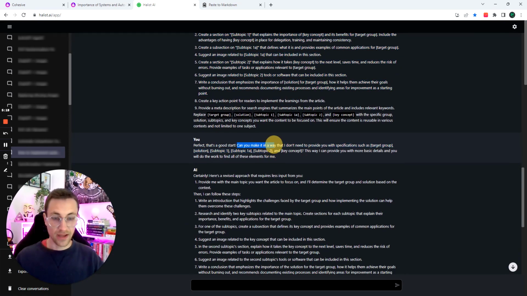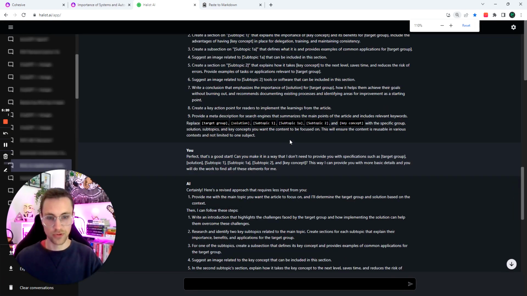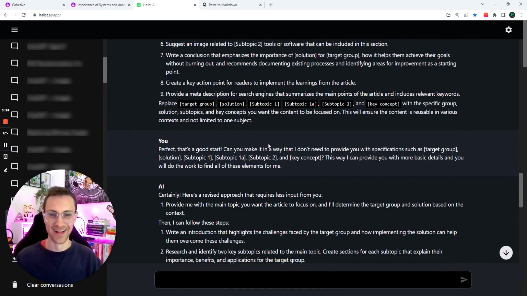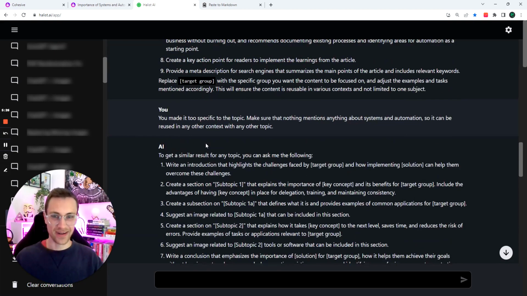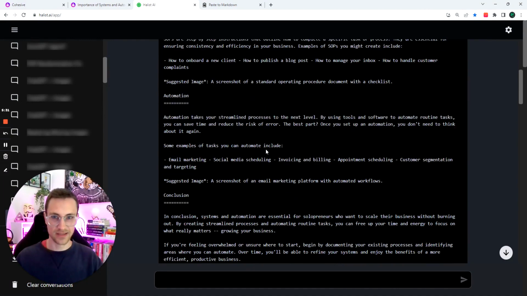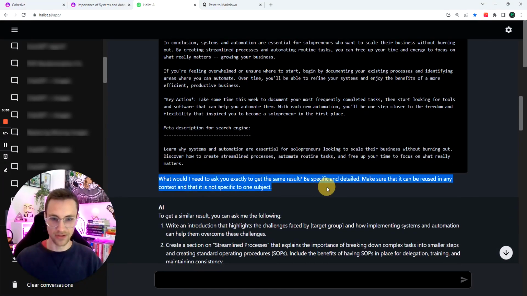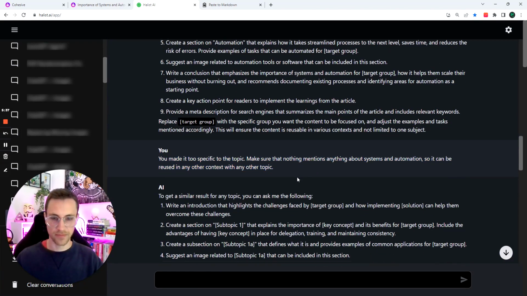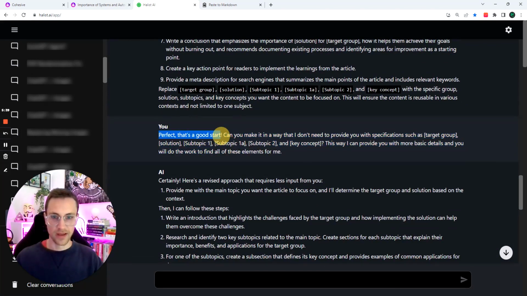But then, can you make it in a way... Actually, I'm wondering if it's much bigger for you, much better. Yeah, sorry about that. I'm just going to zoom in so you can see again. This, then I've added at the bottom here this, made it specific, and then perfect. That's a good start.